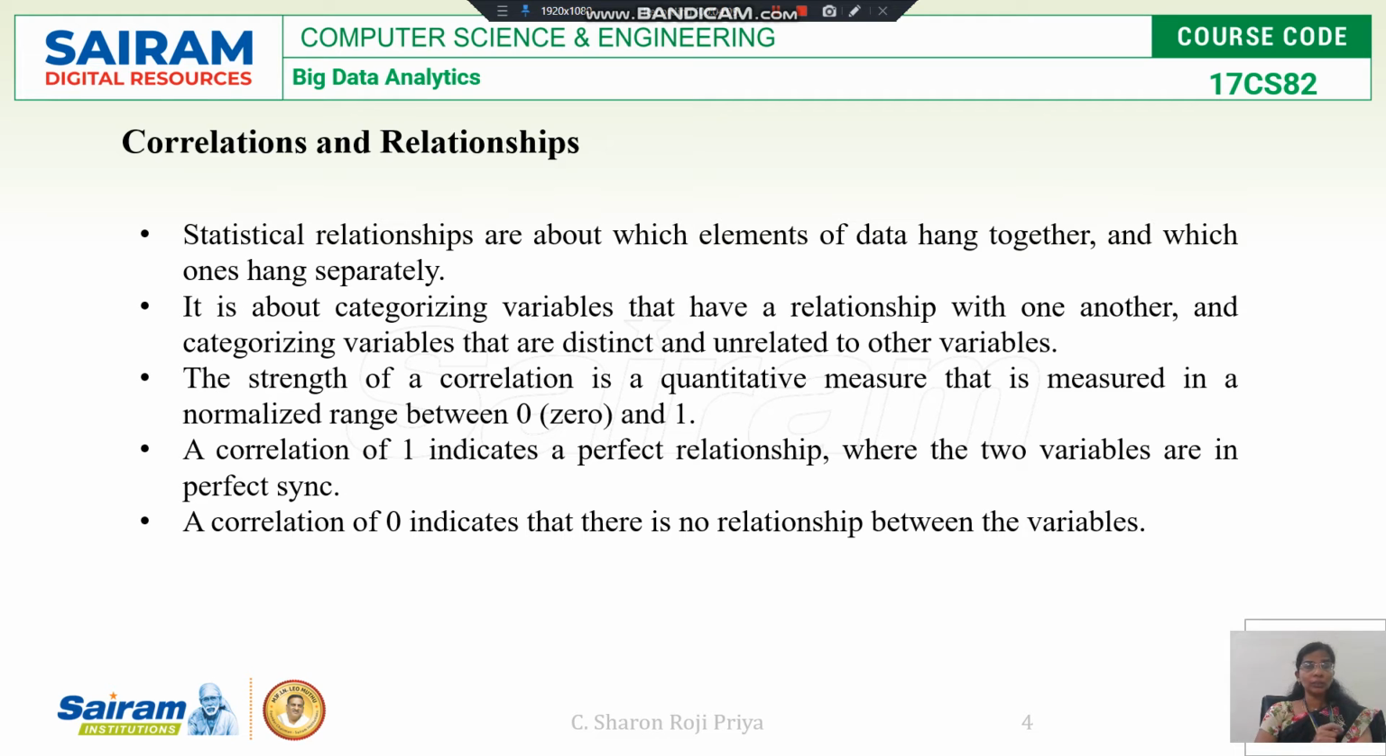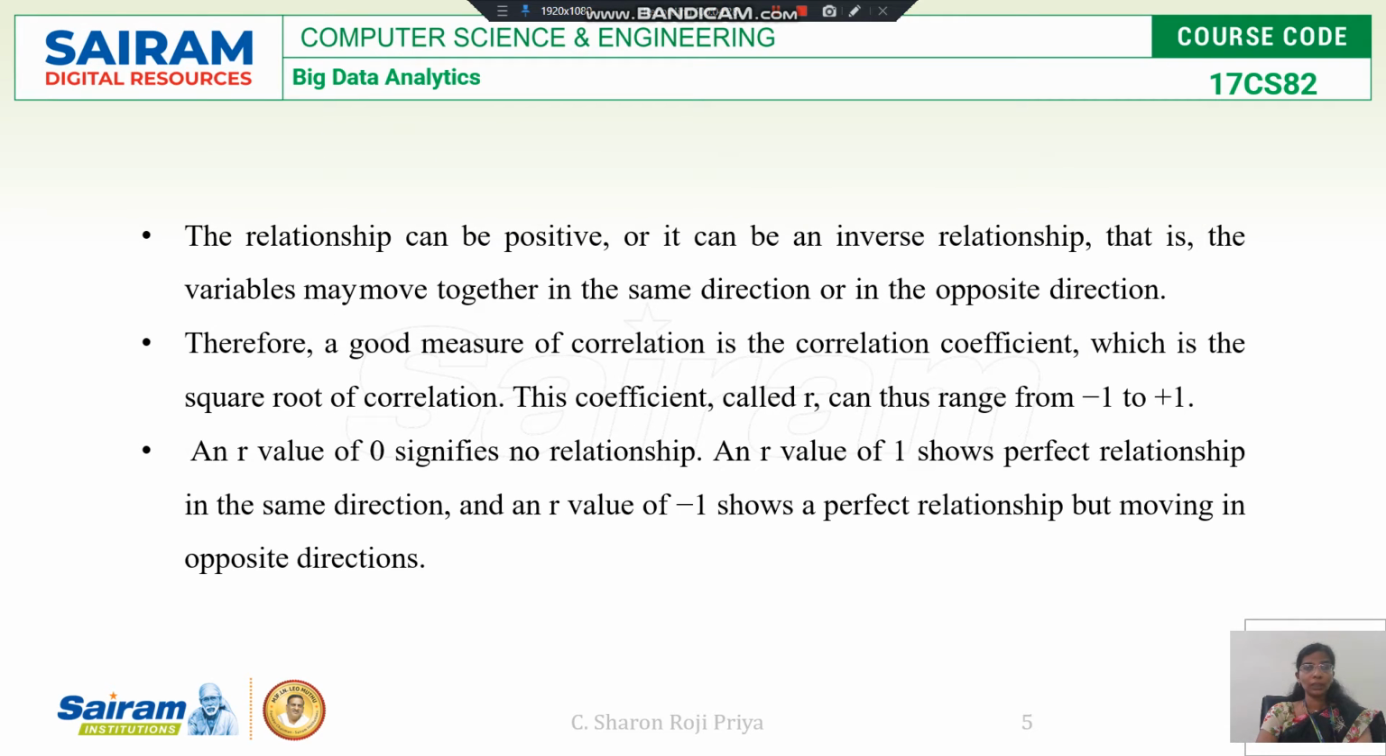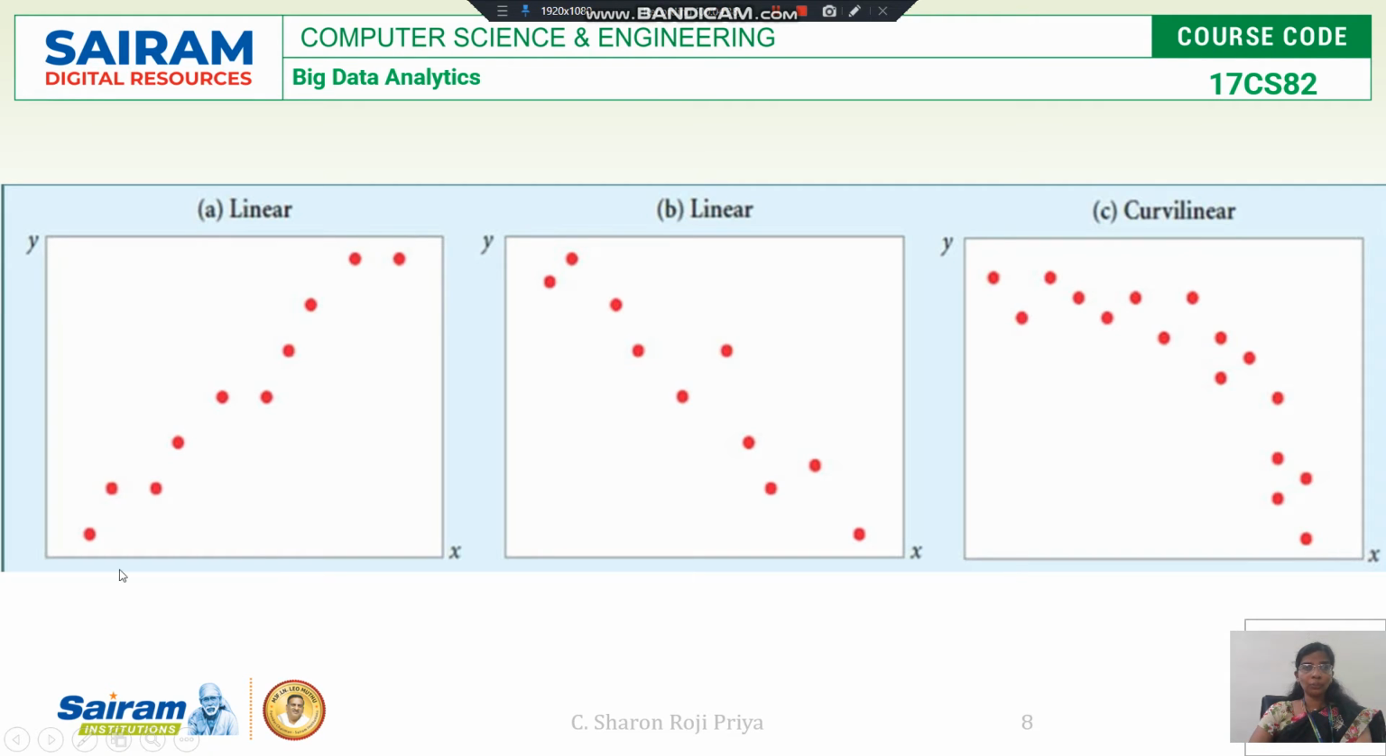So to measure the strength of the relationship between the variables, I am using correlation. As you can see, the relationship can be positive or it can be an inverse relationship. I'll show you a graph. Take the first one, take this graph. So you have only two dimensions, x and y.